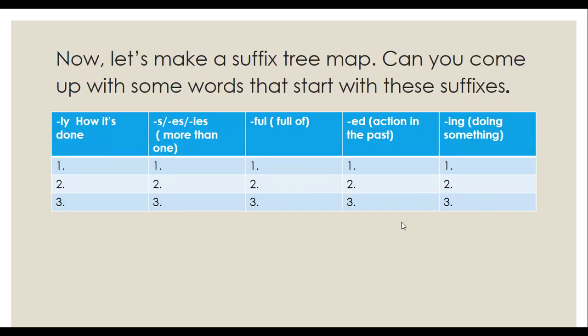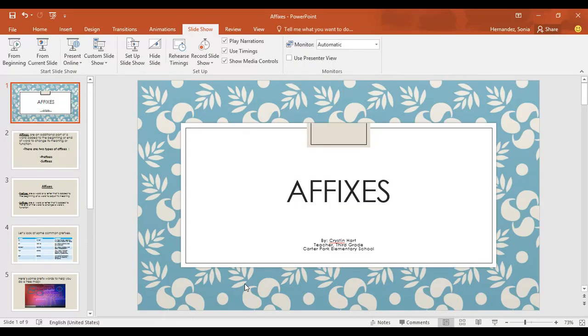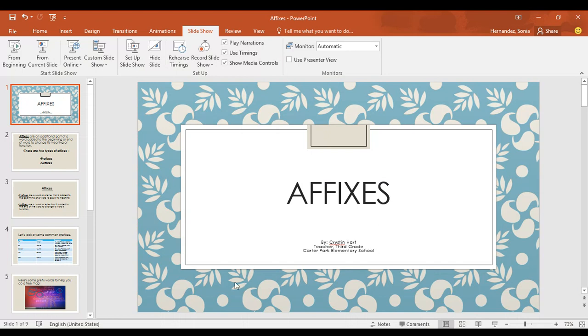All right, let's make a suffix tree map. Can you come up with some words that use these suffixes? You've got the ly, the s, es, ies, full, ed, and ing. Again, you're going to put the words below each suffix. Take a few minutes to do that and come right back. All right, good job. You have now learned about affixes.